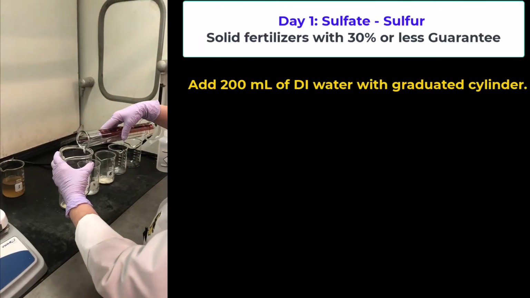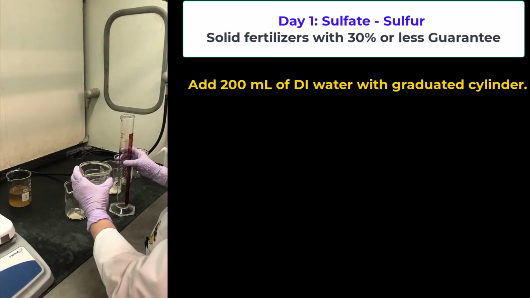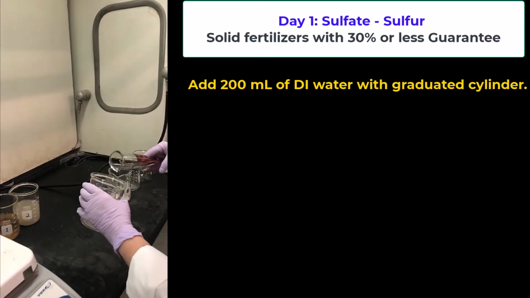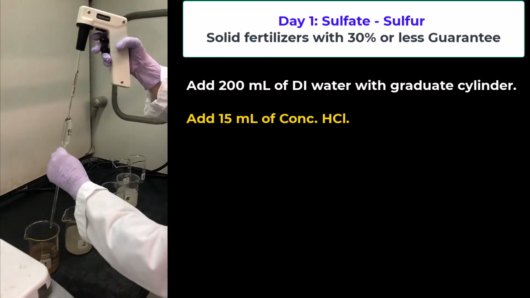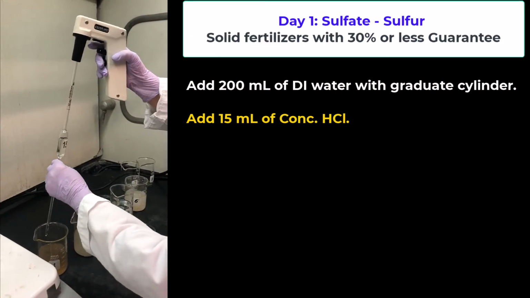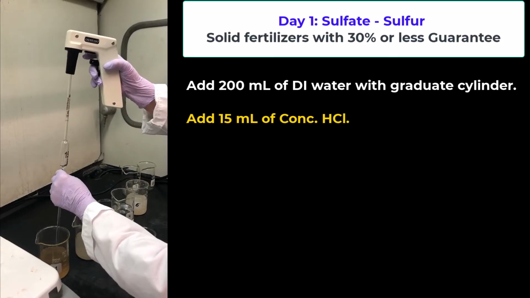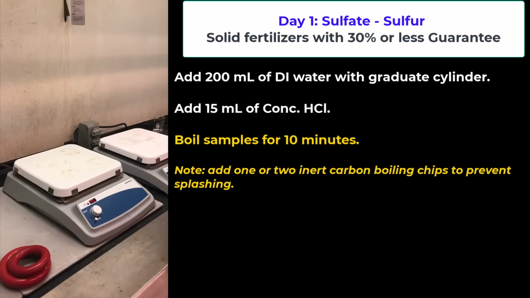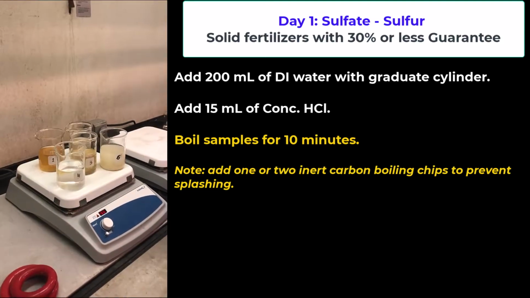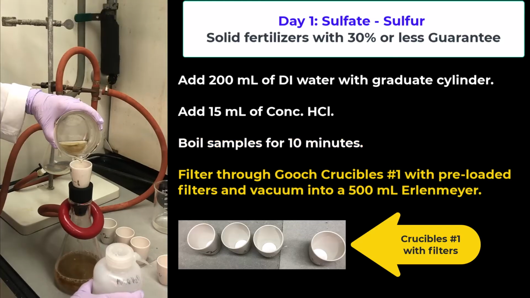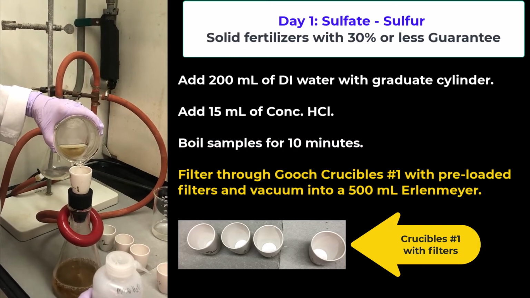For dry solid fertilizers with guarantee 30% or less, first add 200 ml DI water with a graduated cylinder. Add 15 ml concentrated hydrochloric acid. Place the beakers on the hot plate to boil samples for 10 minutes. Then filter through Gooch crucible number 1 and vacuum into a 500 ml flask.